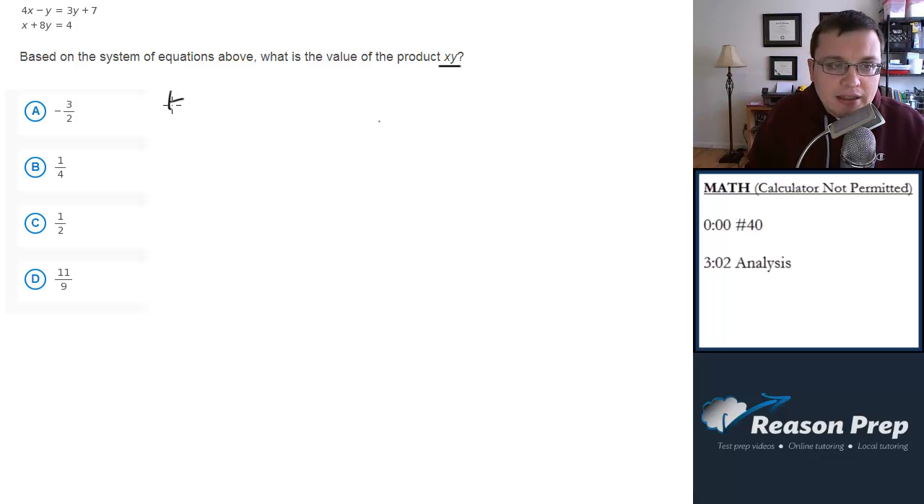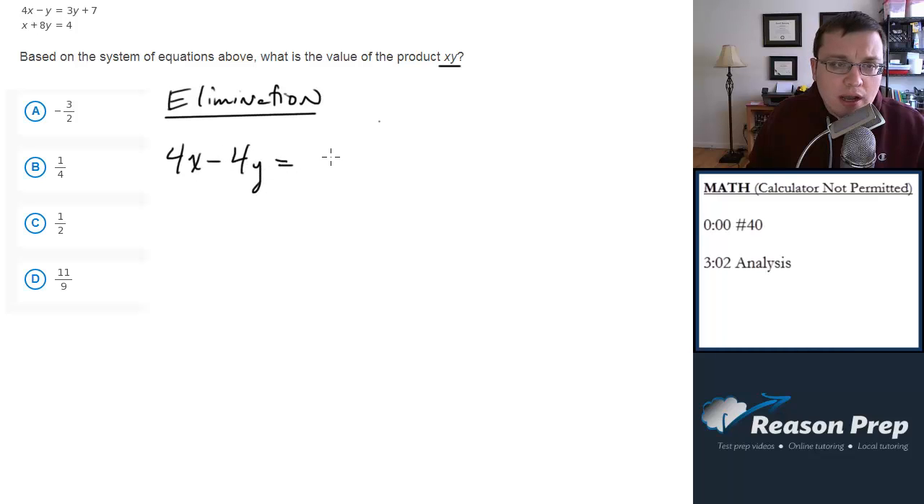So this is by elimination. To do this, we need to get all the x's and y's to one side. So we'll subtract 3y from both sides on the top equation to get 4x minus 4y equals 7. And then we've got x plus 8y equals 4. Now we need to multiply one of these equations by something so that when we add our two equations together, one of our variables will disappear.